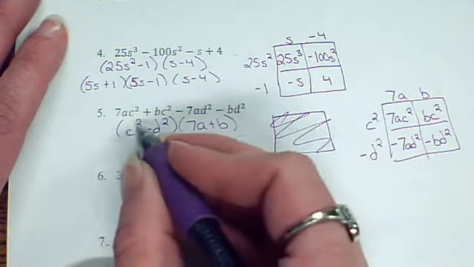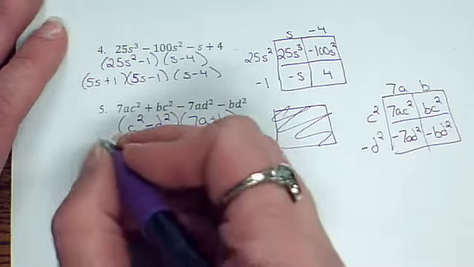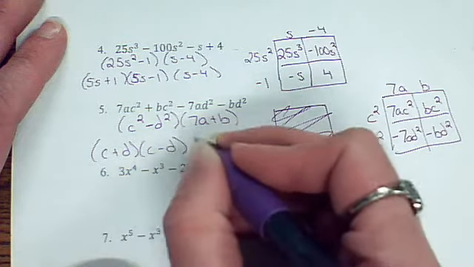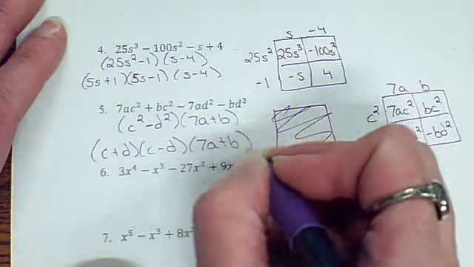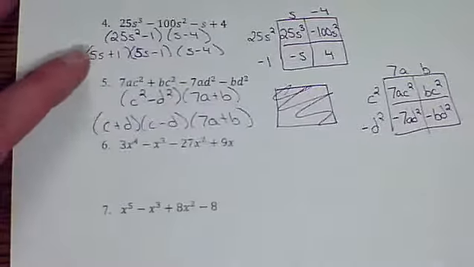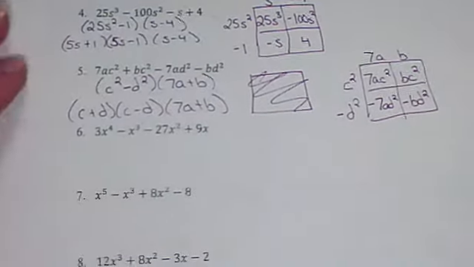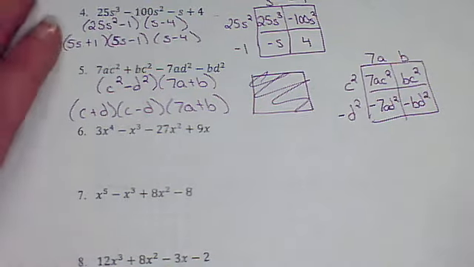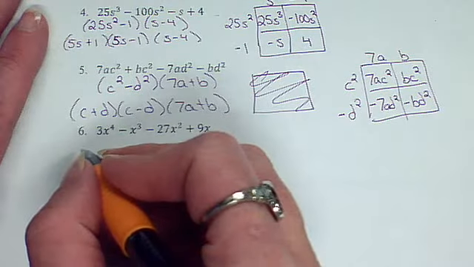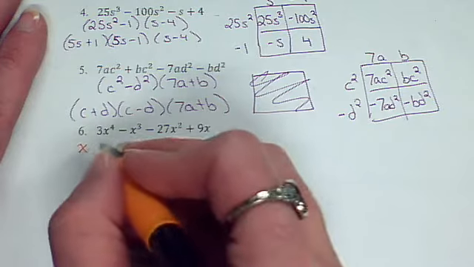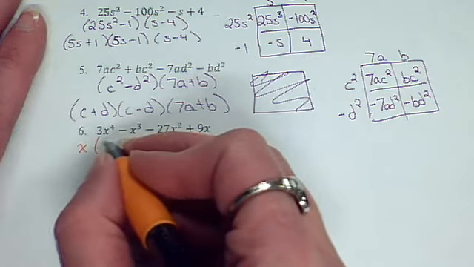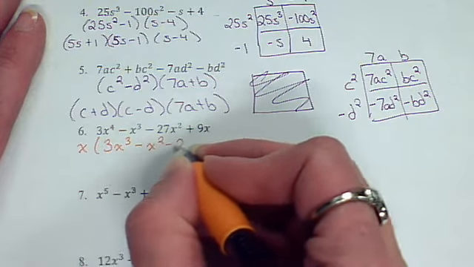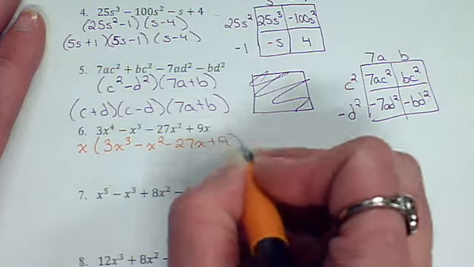Well, gosh, c squared minus d squared is definitely the difference of 2 squares. That would be c plus d, c minus d. And then we tack on the 7a plus b. All right? The next one, it's an x to the 4th. But one thing we forgot to do is check for that common factor that they might all have. These all have an x. So when I factor that out, I get 3x cubed minus x squared minus 27x plus 9.